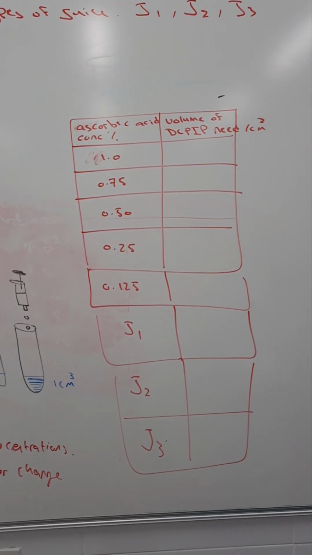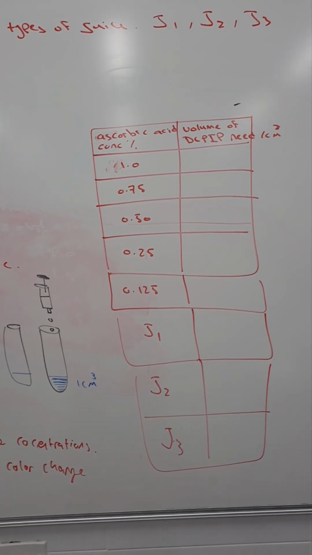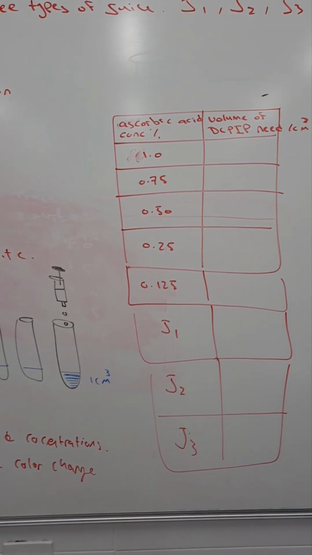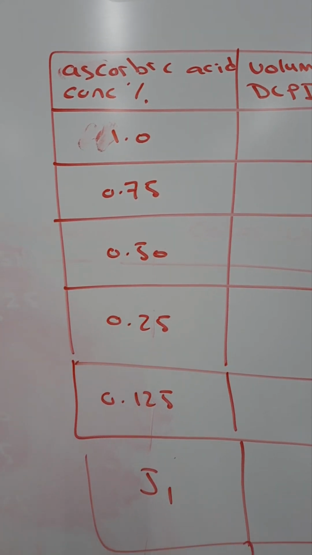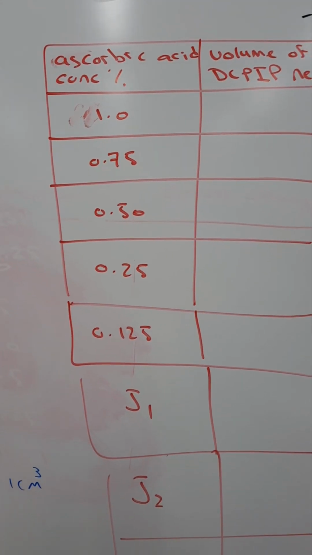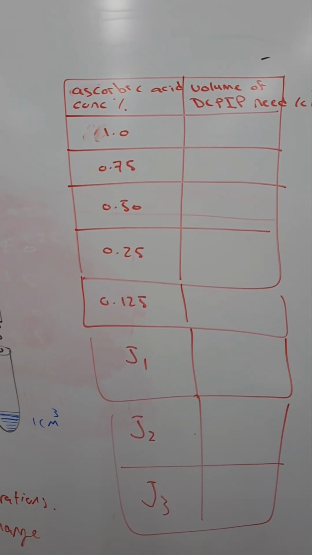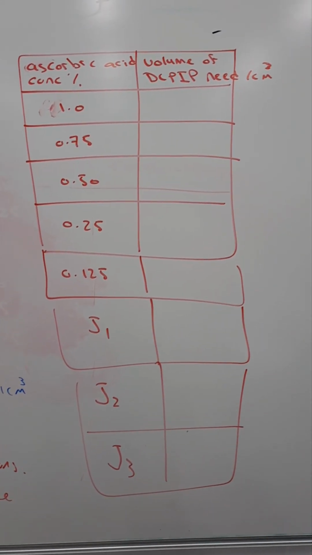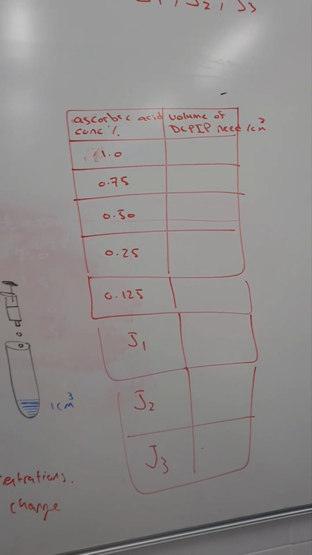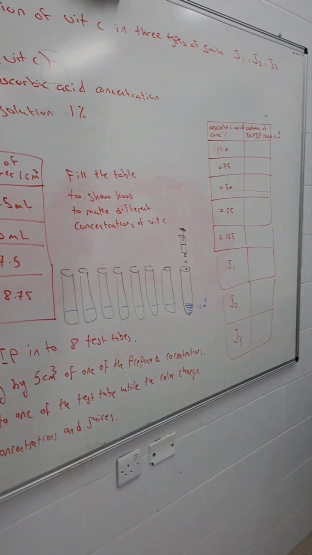If you do that, you will end up with the table of results. On the left side of this table, which is the independent variable, it shows the ascorbic acid concentration, the one that you prepared, and the stock solution. So 1 is the stock, and 0.75, 0.50, 0.25, 0.125 are the different concentrations that you had made. Then juice 1, juice 2, juice 3, and what was the volume needed in order to change the color of DCPIP from blue to colorless.